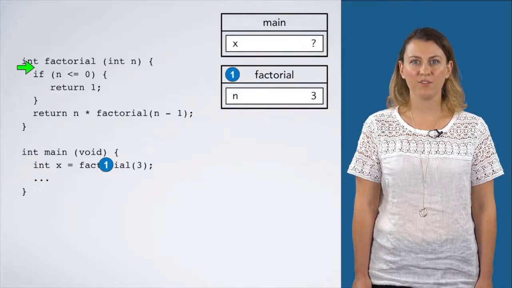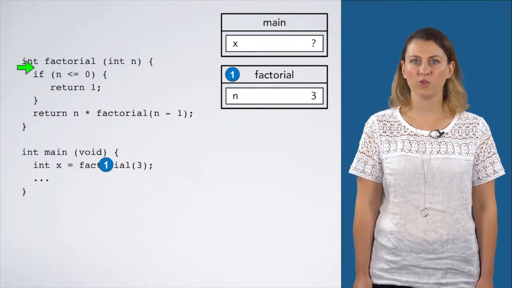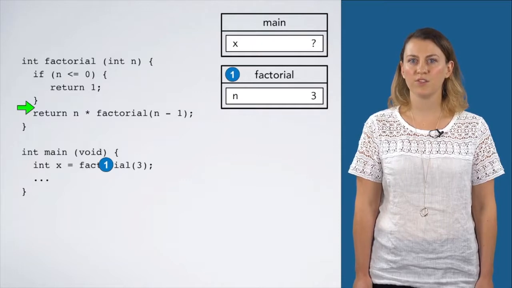We create a frame for factorial where n has the value 3, mark call site 1, and move our execution arrow into the factorial function. N is not less than or equal to 0, so we skip the if statement. We are now at the return statement, which has a recursive call to factorial, this time with the argument 2.